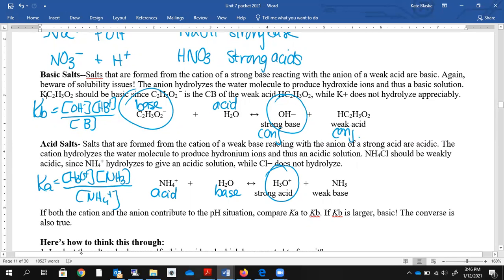Or we could substitute in A minus and HA there. So when we're thinking this through, we need to look at the different ions that come from that salt, figure out which one of them is going to behave like an acid or like a base when in water. Is it able to accept or donate a proton just by itself as an ion?